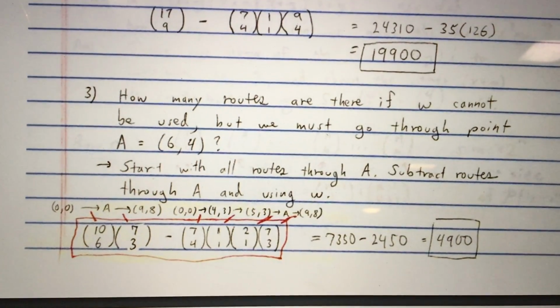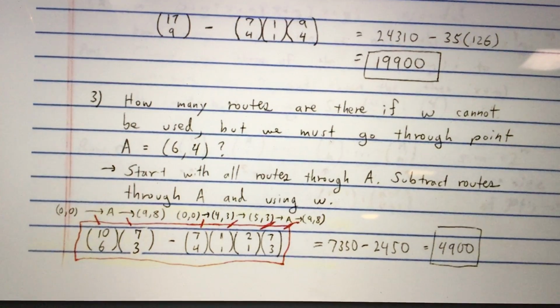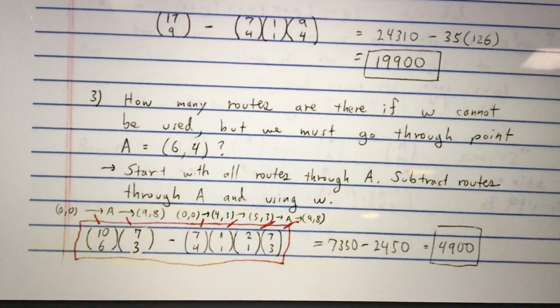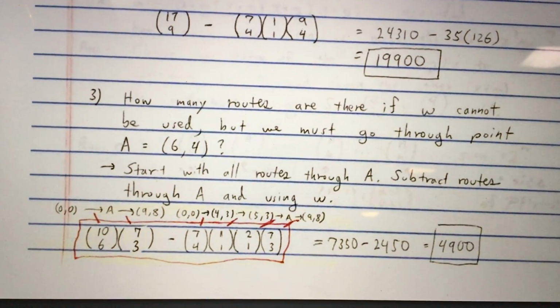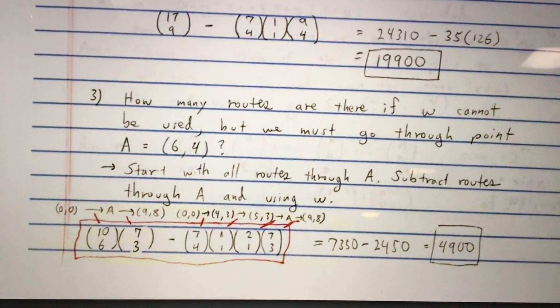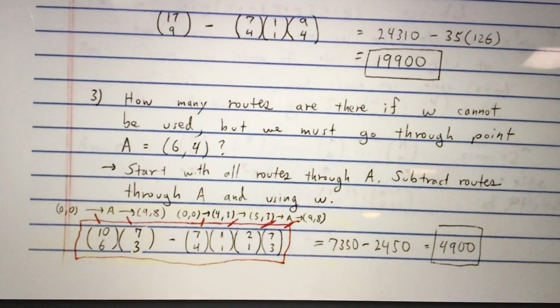And then you have to go through A on your way to the finish. So from 5, 3 to A, there's only 2 ways to do it. 2 choose 1. It's just that single box. There's 2 steps, and one of them has to be east. And then finally, to finish from A to the finish line, there's 7 choose 3 again.